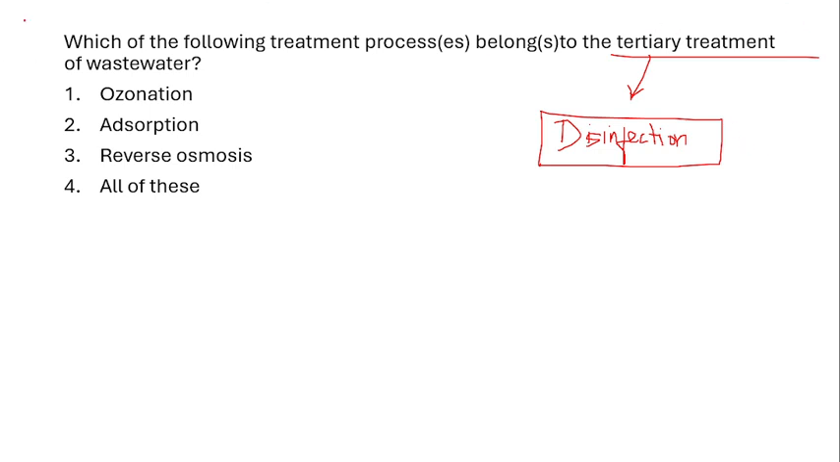For that, the tertiary treatment uses different processes like ozonation, where O3 is used, adsorption using some solid adsorbing material, and then the reverse osmosis process, which is a kind of membrane filtration. So the right answer is all of these. Ozonation, adsorption, and reverse osmosis are all processes used in the tertiary treatment of wastewater.